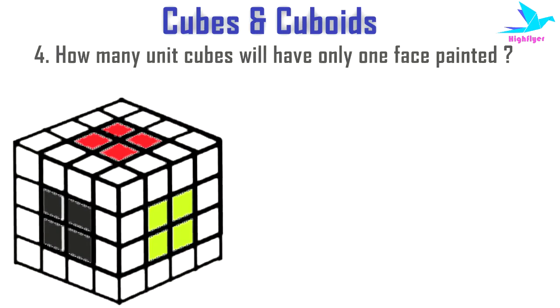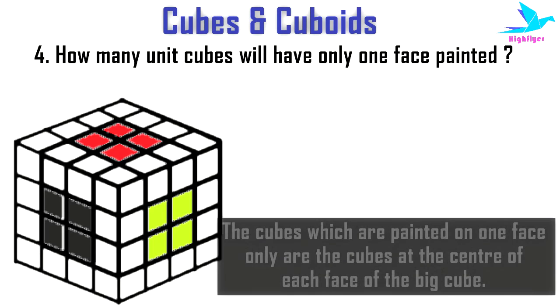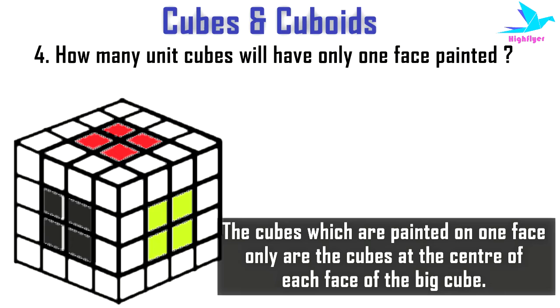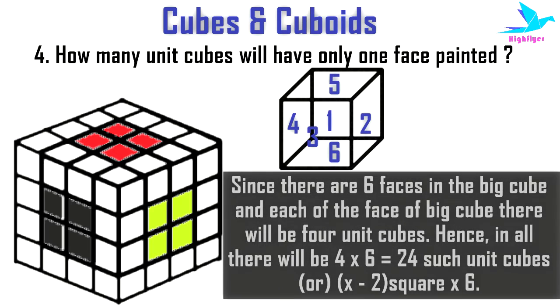Next question, how many unit cubes will have only 1 face painted? In the figure we can see the cubes which are painted on 1 face only are the cubes at the center of each face of the big cube. Since there are 6 faces in the big cube and on each face there will be 4 unit cubes, in all there will be 6 times 4, that is equal to 24 such unit cubes. Or if we put it into a formula, it will be x minus 2 squared times 6 unit cubes, where again x is the unit length of the sides of the cube.